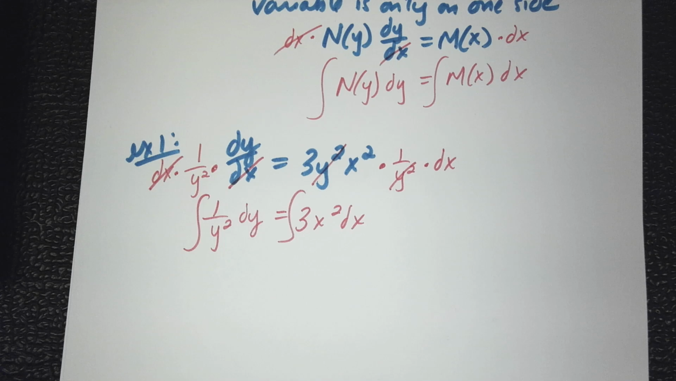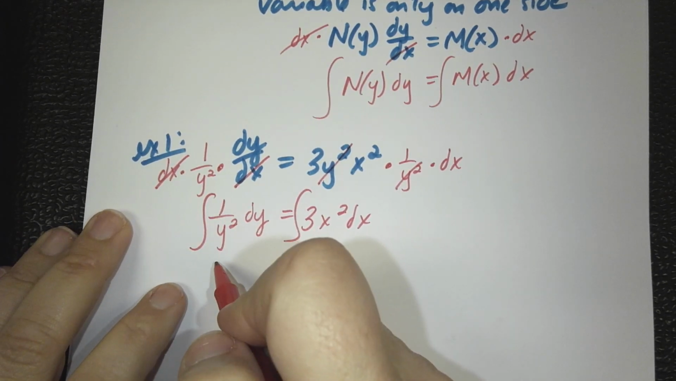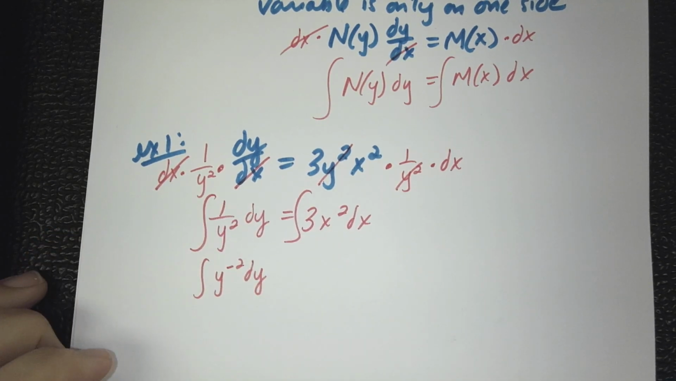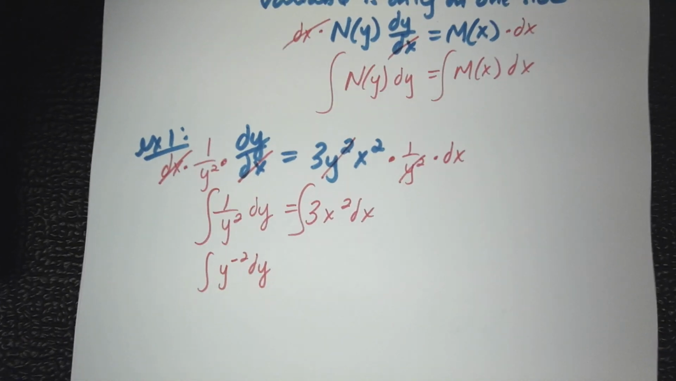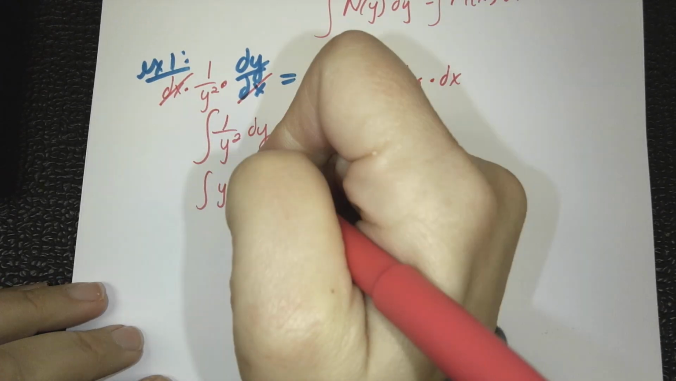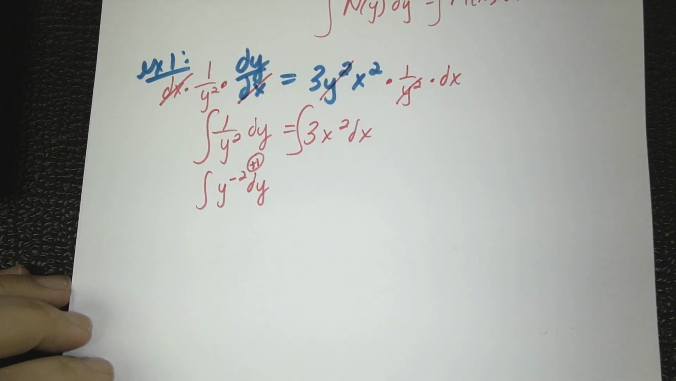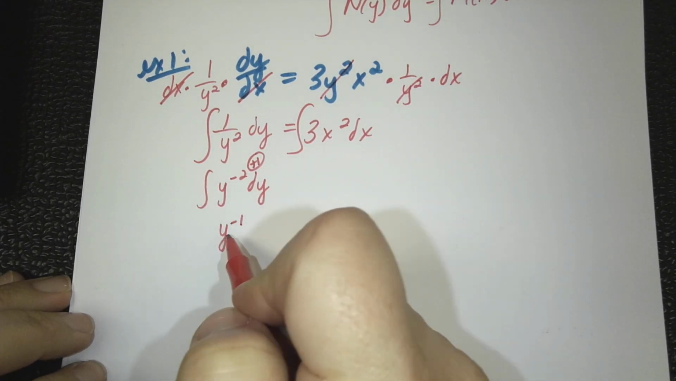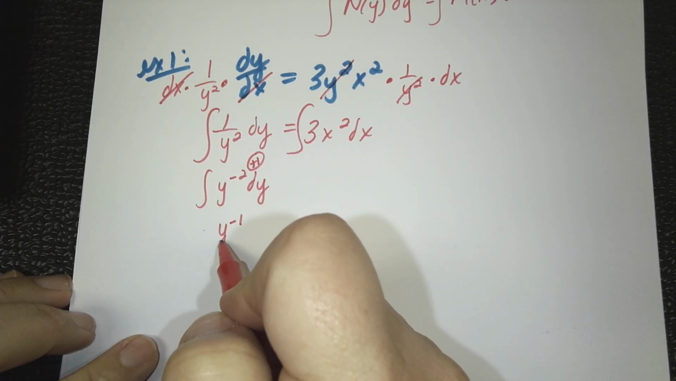We're going to integrate both sides with respect to their variable. Okay? So this one, I would rewrite this obviously as y to the negative 2. And what do you do when you have any constant to a negative 2? Well, you just add 1 and divide. So what does that become? y to the negative 1, divided by a negative 1, yeah?